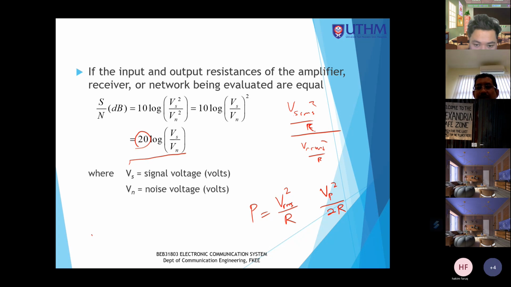So you see that divided over R, this resistance can be cancelled out. And it becomes Vs square over Vn square. Dan disebabkan oleh square ini boleh dibawa ke depan, dia jadi 20 log Vs over Vn. So that means 20 here is not a magic number. It is based on the square value.